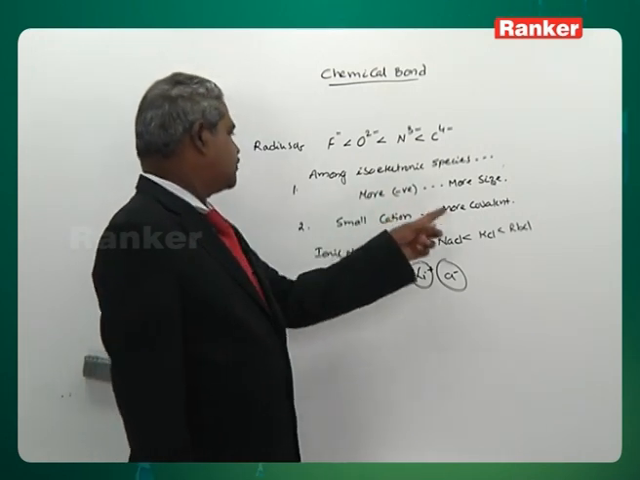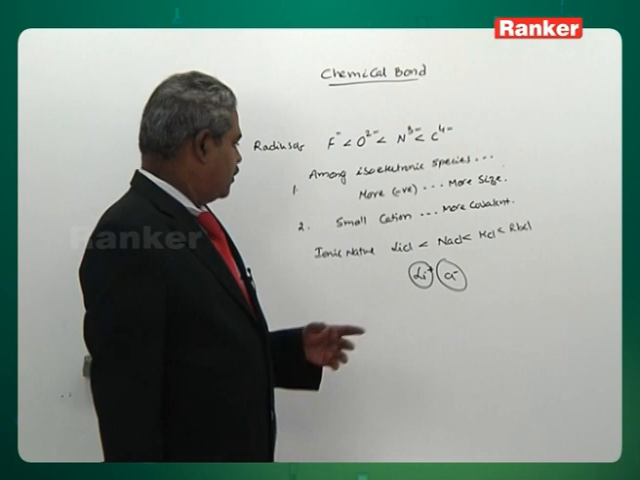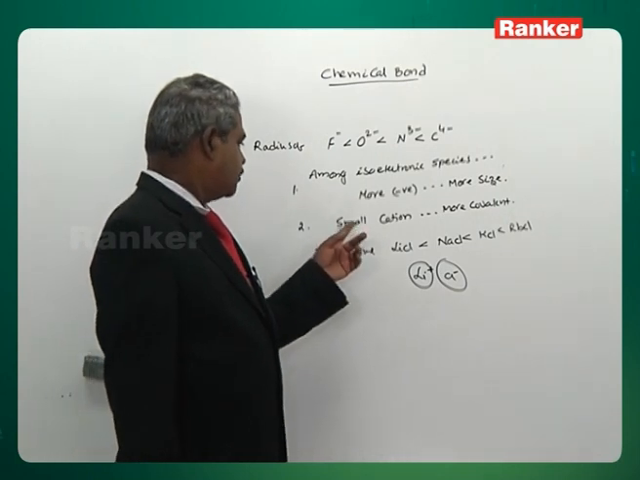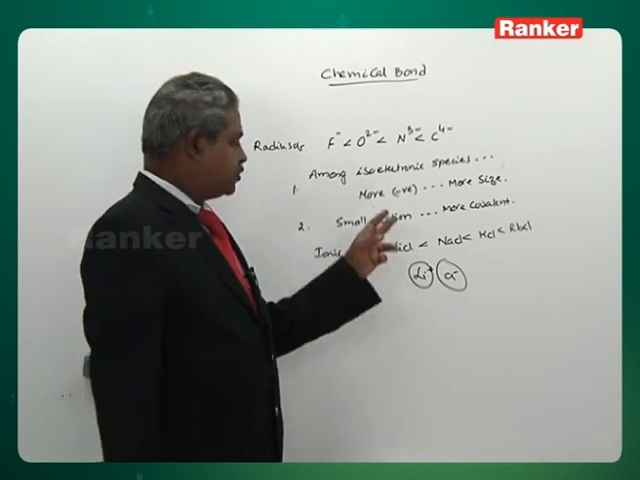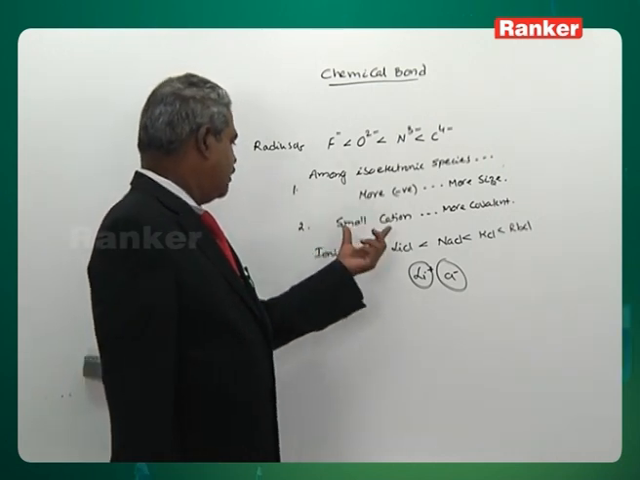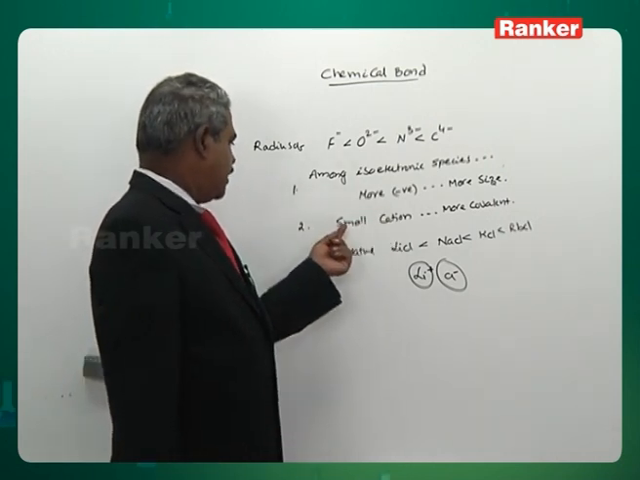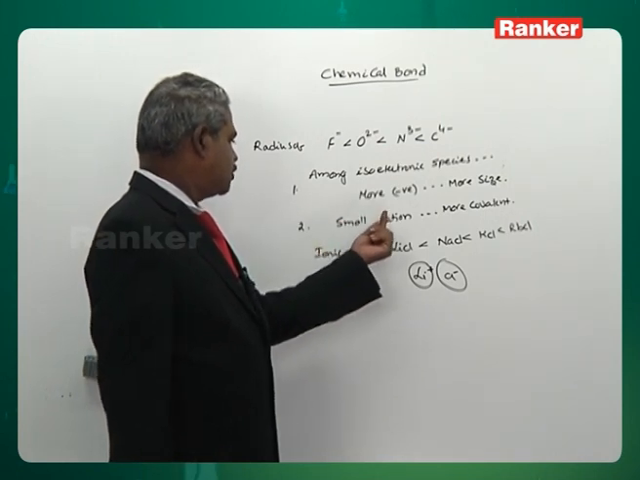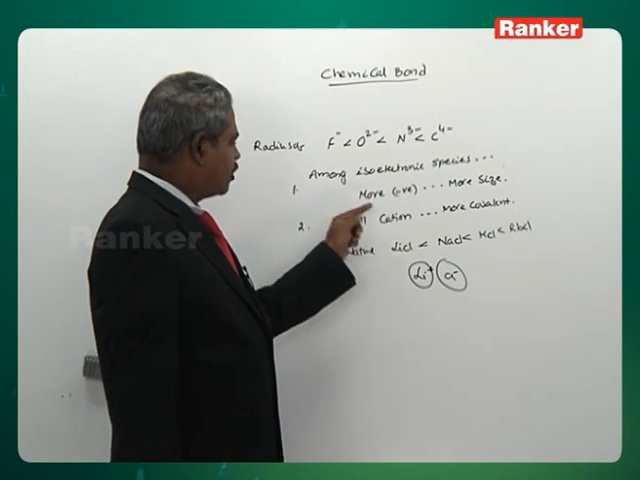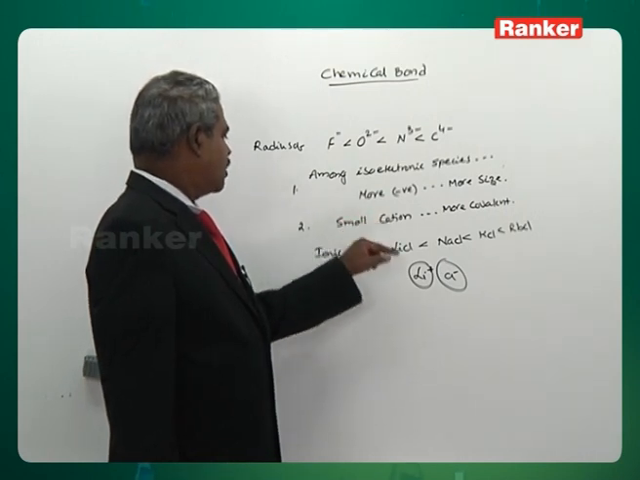Opposites once again are opposite. How? What is the opposite of small cation? Small cation, small anion. The opposite is small anion, not large anion. Don't change these two. Change either small or cation. Take the opposite of this or the opposite of that. Small cation, large cation. Small anion, large anion.